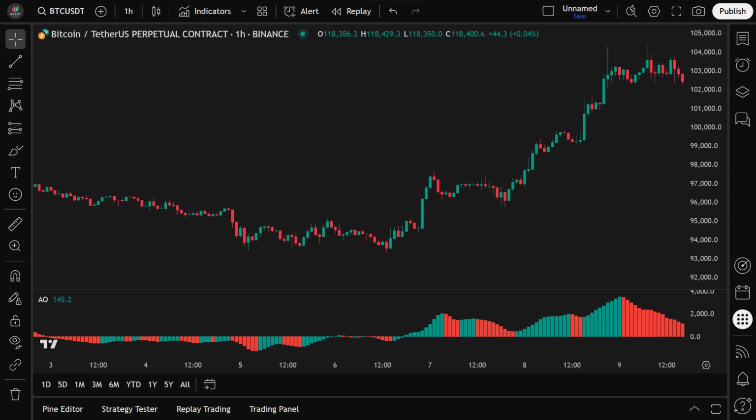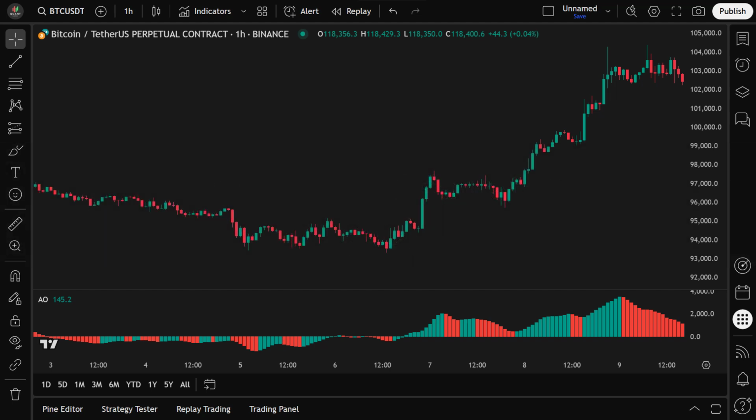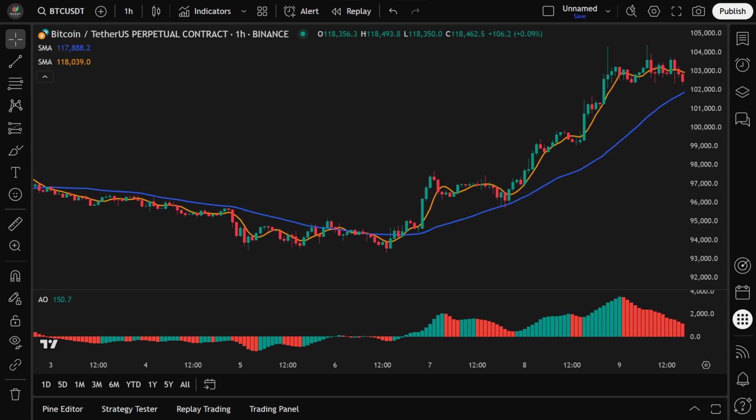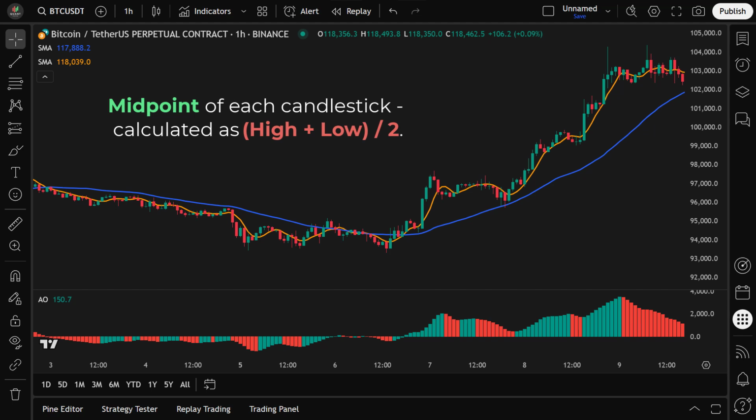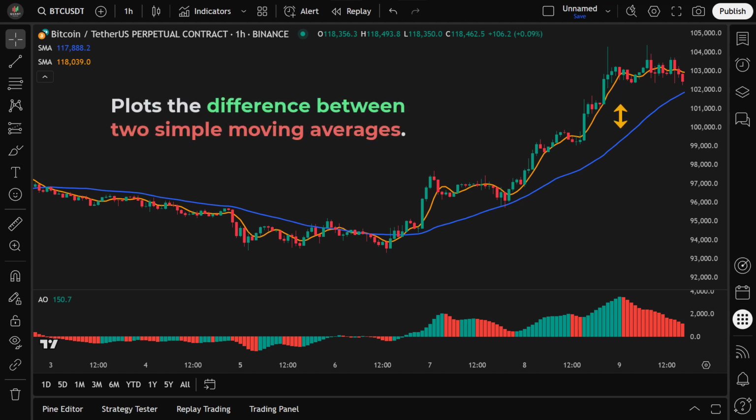Before we explain the strategy, let's first break down the key indicators we'll be using. 1. Awesome Oscillator. The Awesome Oscillator is a momentum indicator developed by Bill Williams. It measures market momentum by comparing the 34-period and 5-period simple moving averages. Rather than using closing prices like many traditional indicators, the Awesome Oscillator uses the midpoint of each candlestick, which is the average of the high and low prices. It then plots the difference between the 5-period and 34-period simple moving averages of those midpoints. The result is displayed as a histogram that fluctuates above and below a zero line.